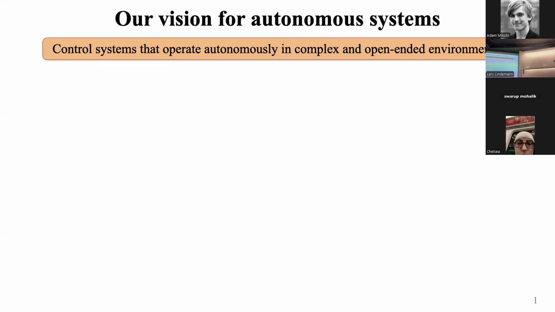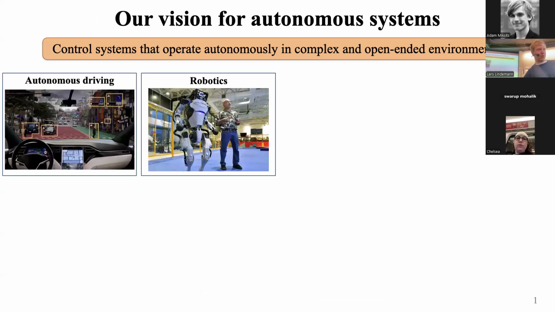So what am I broadly working on? I work on autonomous systems like many others of you, and these, at the end of the day, are control systems that operate autonomously in complex and open-ended environments. Some of the applications that I'm specifically looking at are in autonomous driving and robotics.